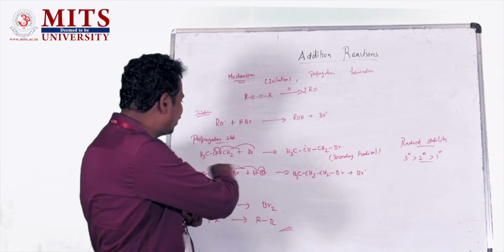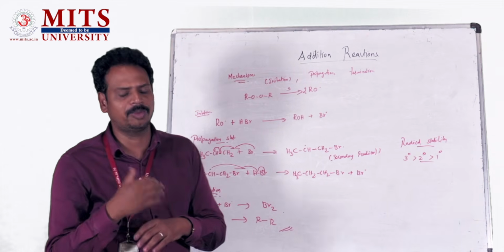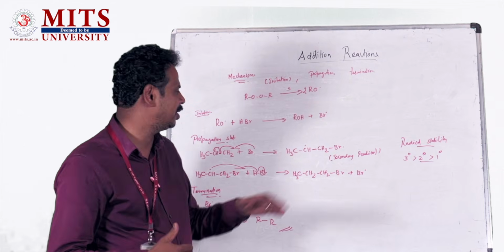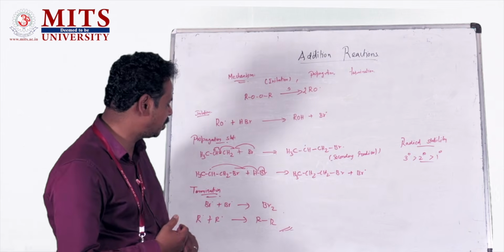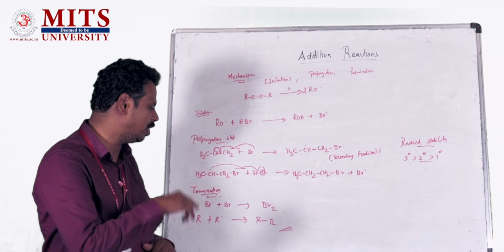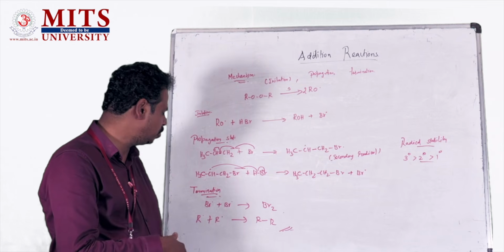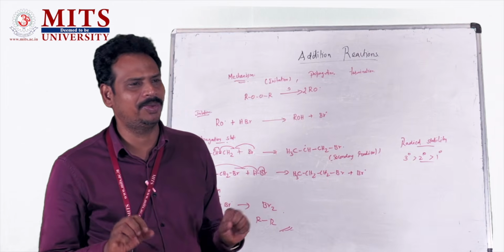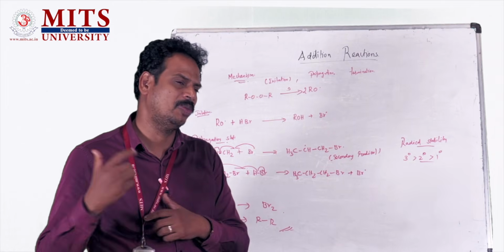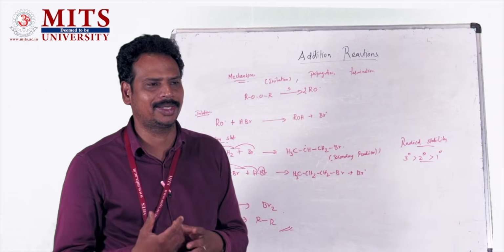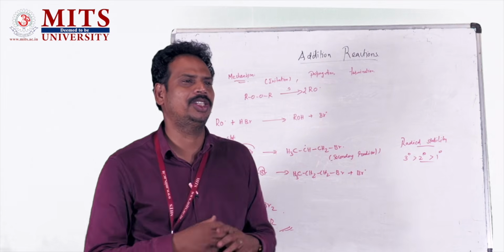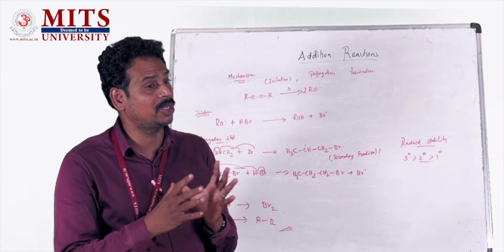This is like a cycle system. Especially in the case of polymers, it continuously keeps cycling. And then the termination step is Br dot and Br dot reacting and forming Br2, or otherwise two radical chains will be coupled and form this particular alkane product, etc. These are some of the side products. Okay, so this is the addition reaction mechanism, especially in free radicals.